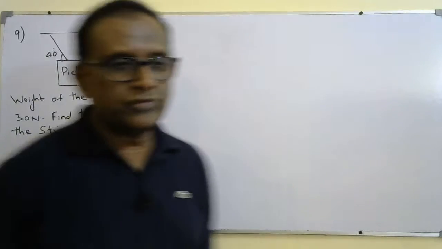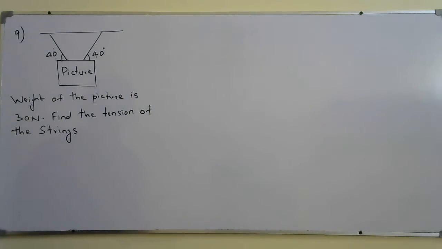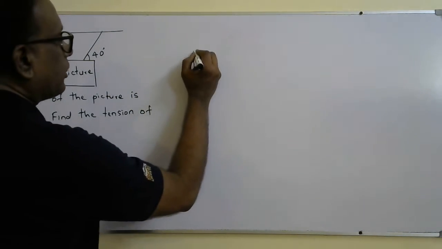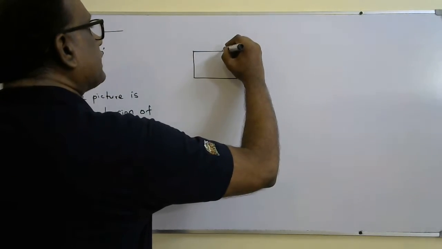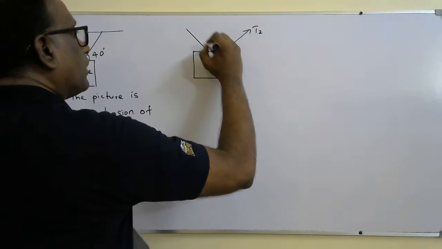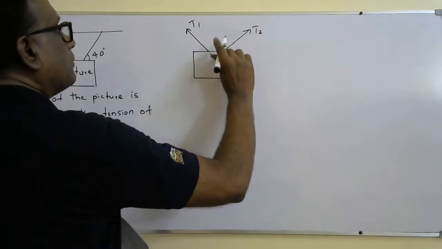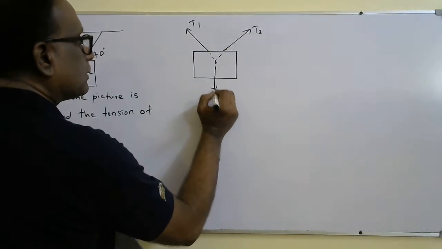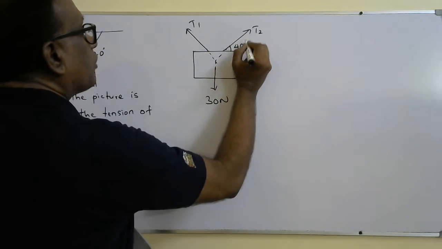Okay, so a picture of weight 30 Newton is hung by using 2 light strings. Find the tensions of them. If I think about the forces acting on it, they all 3 should meet at one point. I can say this is T2, this is T1. They meet at one point. The weight will act 30 Newton downwards. This is 40 degree.